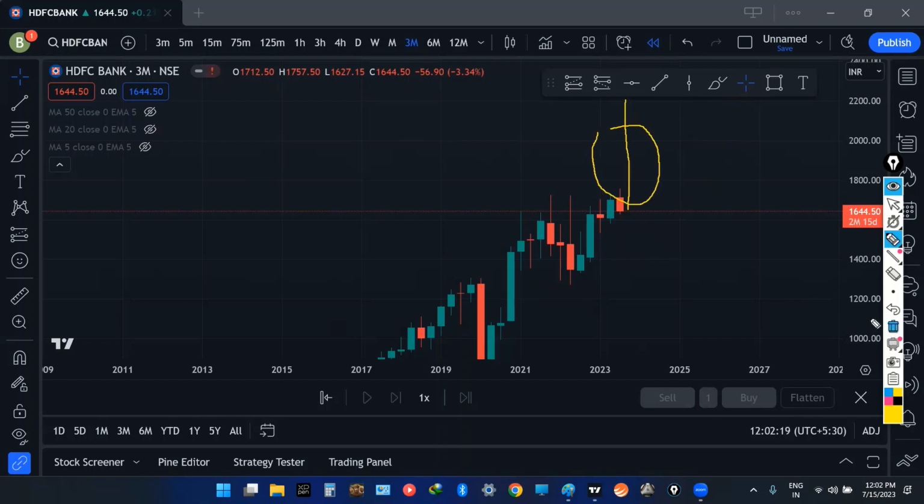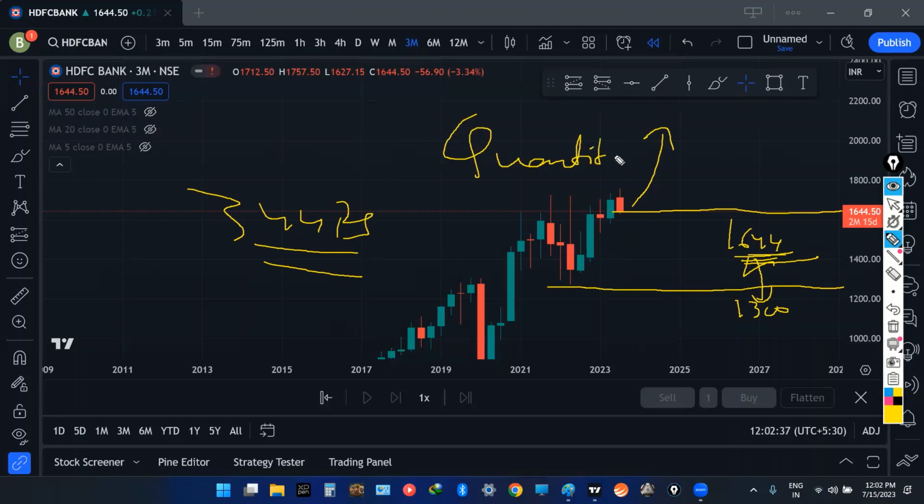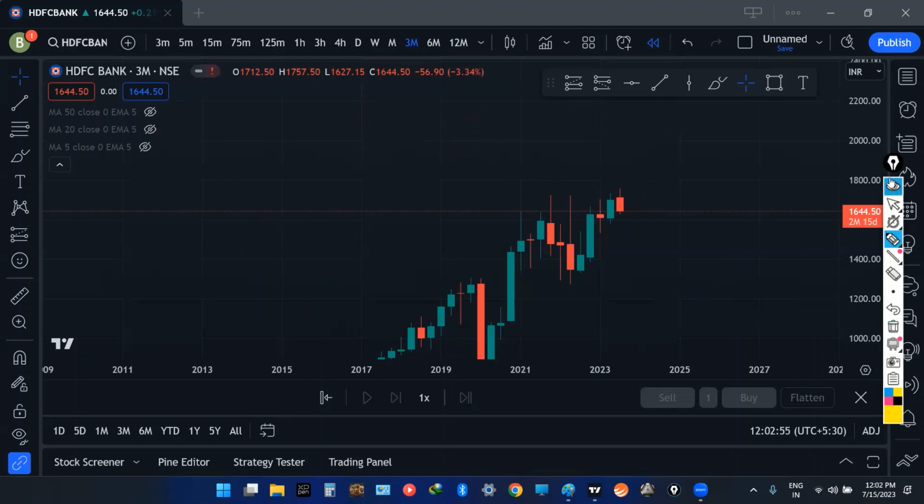What is in our hands? We know this is our stop loss, 1300. And we know from here it can go up. Now if someone wants to invest here at 1644, he should know that he has a risk of 344 rupees. Likewise, he has to plan his quantity. How much quantity should I buy? Because per quantity my risk is 344. Say I buy 10 quantity of HDFC Bank, so my risk becomes 3440. If I buy 100 quantity, my risk becomes this. 1000 quantity, my risk becomes this. So based on this, our risk is defined.